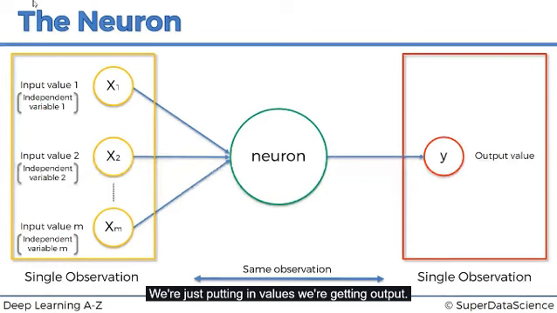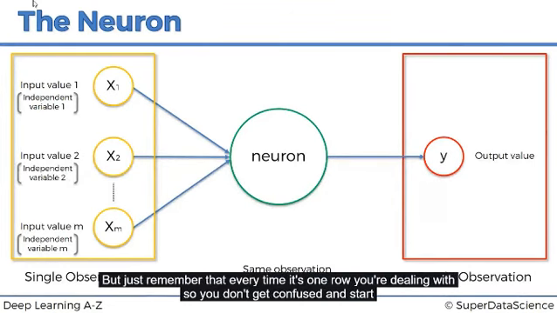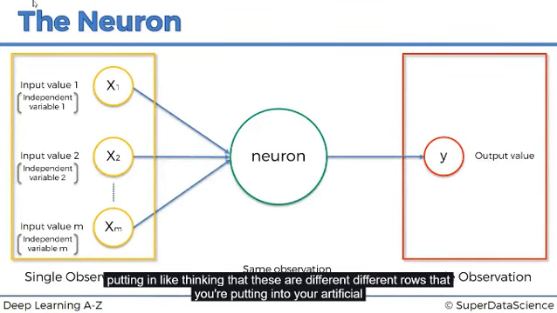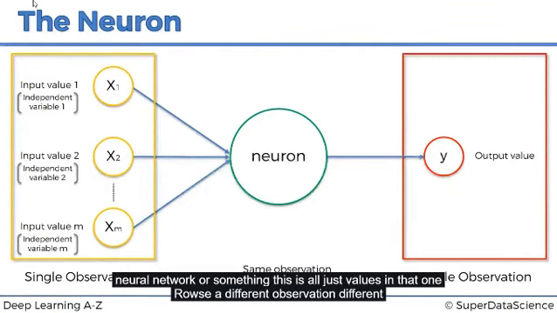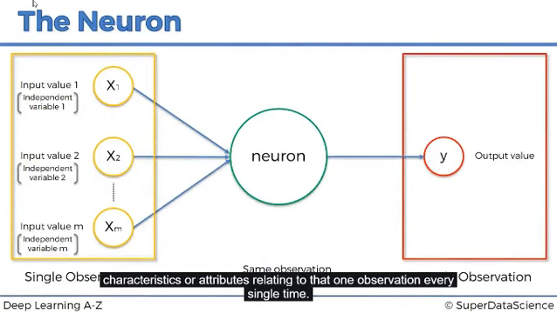We're just putting in values and getting output, but remember that every time it's one row you're dealing with, so you don't get confused and think that these are different rows that you're putting into your artificial neural network. This is all just values in that one row. So it's a different observation, with different characteristics or attributes relating to that one observation, every single time.